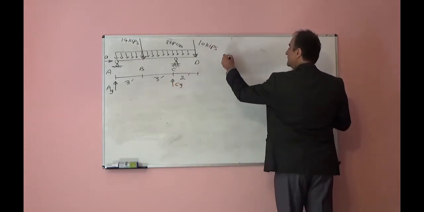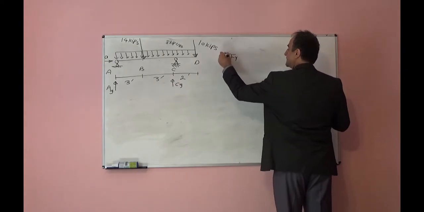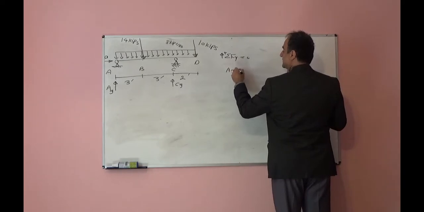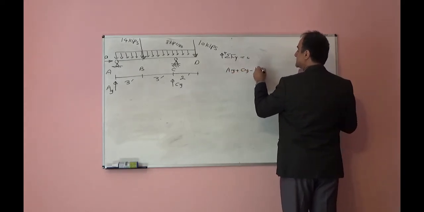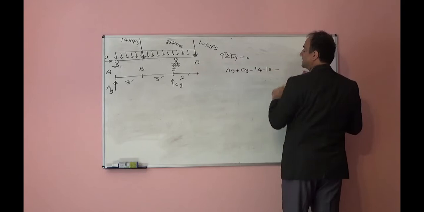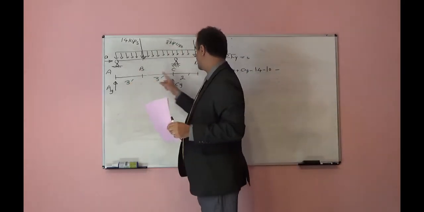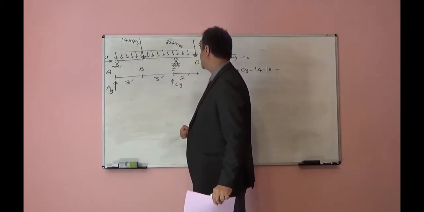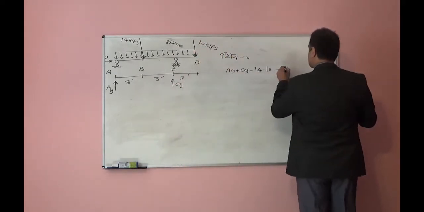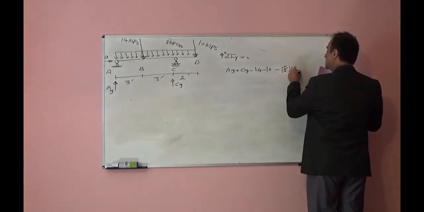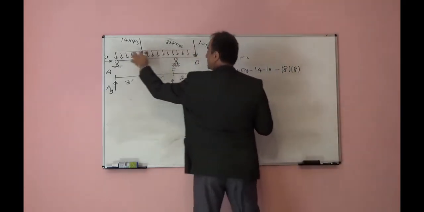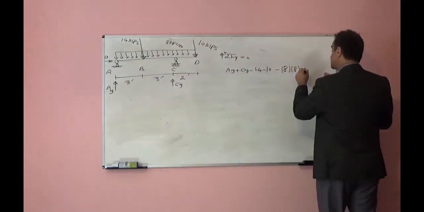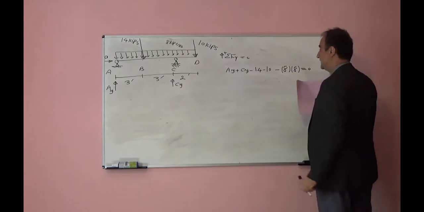Summation of forces in the vertical direction is equal to 0. This will be AY plus CY minus 14 minus 10 minus 8 times the length. Length here 3 plus 3, 6 plus 2, 8. 8 times 8. The area underneath of this, it is a rectangle, 8 height. The length is 8. 8 times 8 will be the resultant force, is equal to 0.